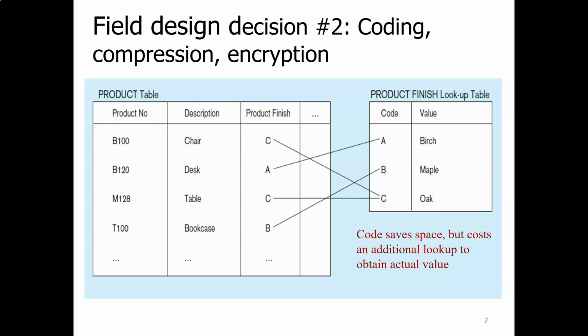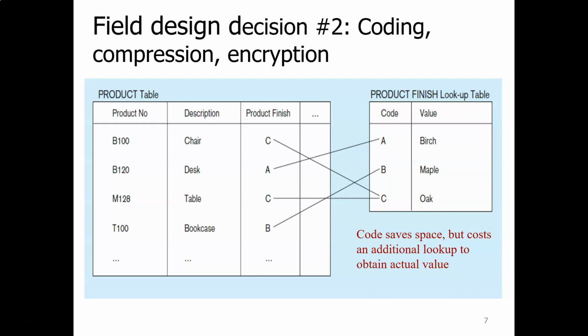But if the finish field is not frequently accessed by the customer, then it makes sense to code it. The other thing you want to think about is how many different types of finishes you have. Well, if you have a lot of different finishes, then it probably doesn't make sense to code it. Because even though you save some space in the product file, you end up creating a large finish table.